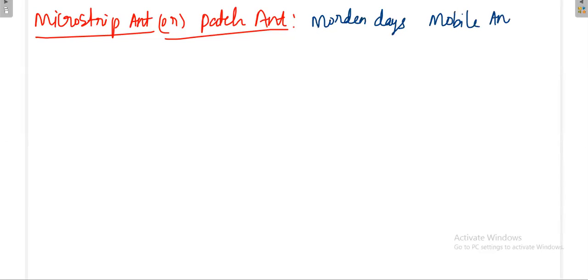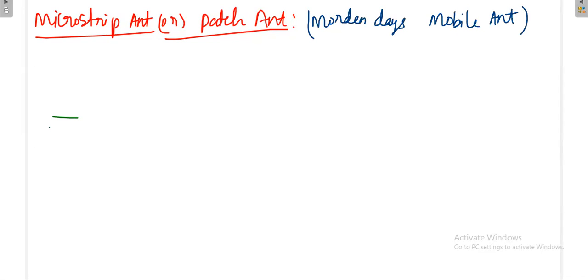Nowadays we are using smartphones. In the smartphone we generally have this microstrip antenna or patch antenna. So what is the structure of the patch antenna?